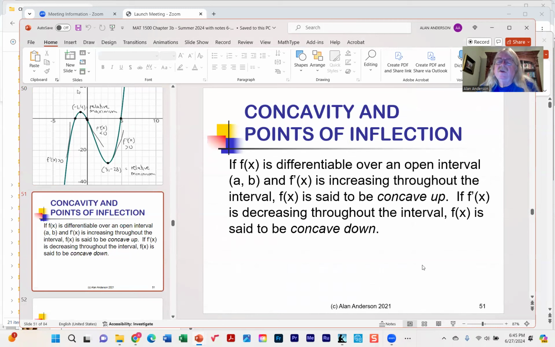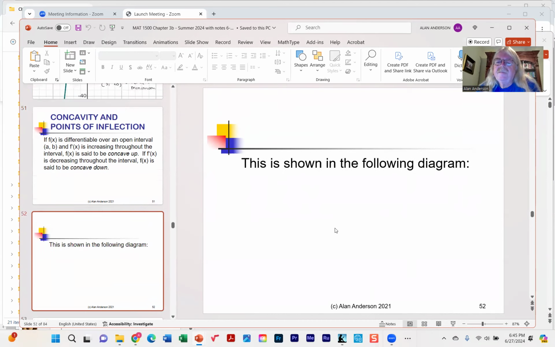Now with concavity, we're looking at the second derivative. Okay, so we're assuming that our function is differentiable over some interval, meaning there's no discontinuities or sharp breaks. And if it turns out that over that entire interval, the first derivative is always positive, then the function is defined as being concave up.